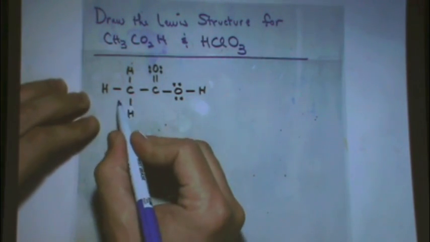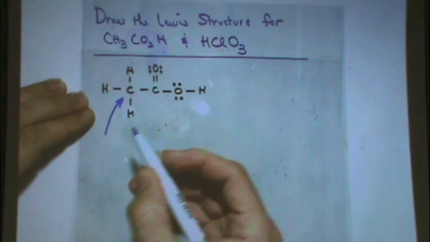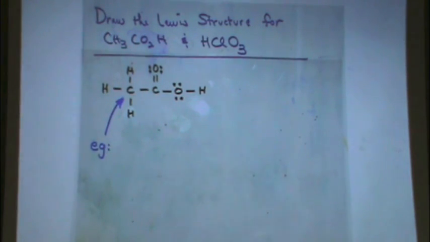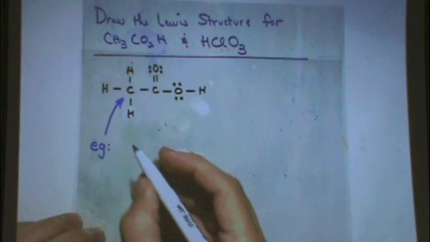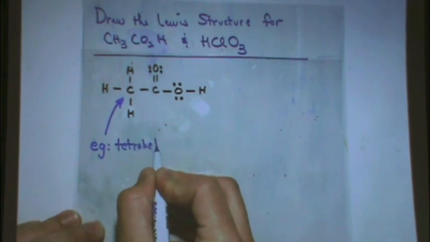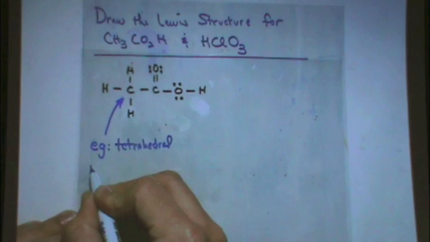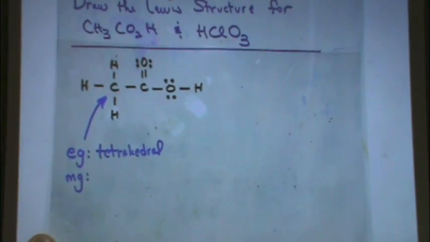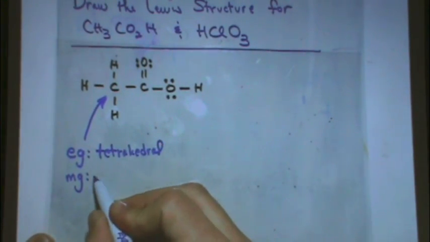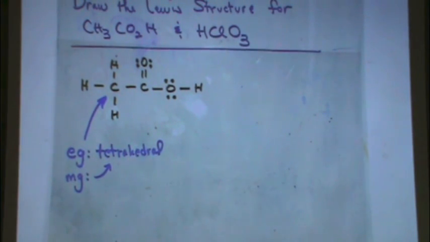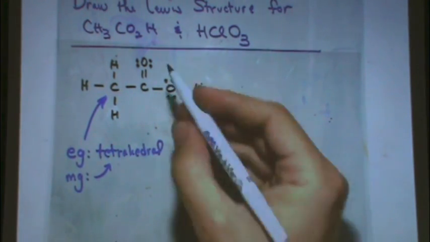Start with the first carbon here. All right, EG for electronic geometry. How many groups? Count 4, so we call this tetrahedral. And all right, MG for molecular geometry. Because there's no lone pairs, it has the same name. All right, now let's go to the next one.